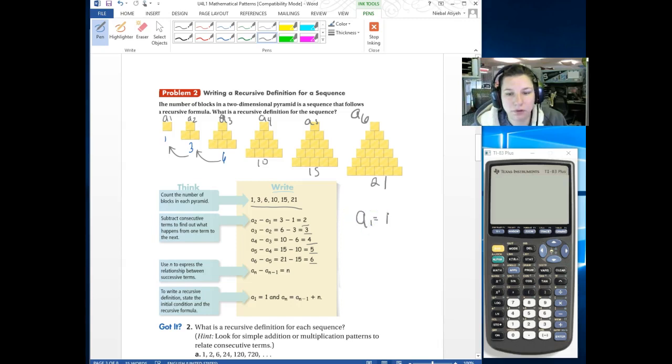You always need to know the first term. In this case it was 1. And then to get to the next term, a sub n is going to be the previous term, whatever came before it, and that's written as a sub n minus 1, plus n. So if I wanted to find a sub 7, it's going to be the previous term, which was 21, plus 7, because that's our term number.